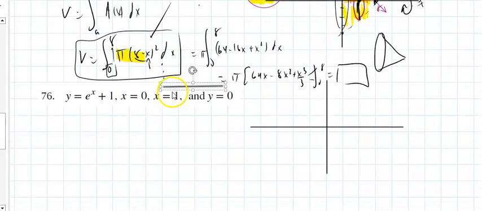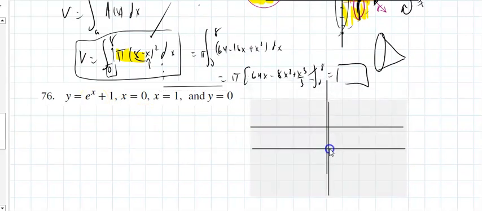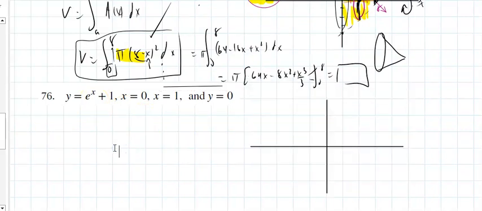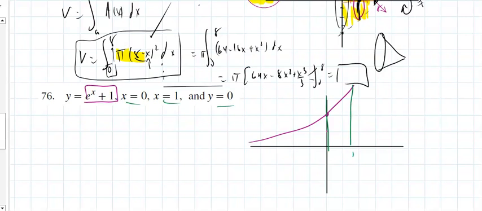Now, I know Pasadena City College students are not responsible to know the integral of e, but for practice, let's set up the integral anyways. I'm looking at the graph of y equals e to the x plus 1. So e to the x passes through 0, 1. This passes through 0, 2. So the graph looks like this. x equals 0, x equals 1. Let's say that's 1. And y equals 0. They're talking about this region.